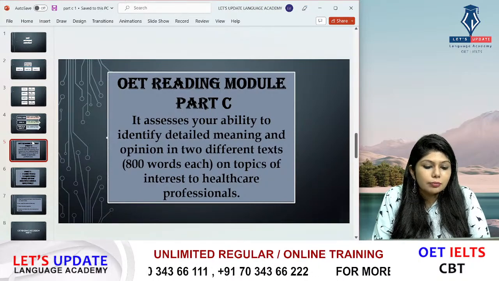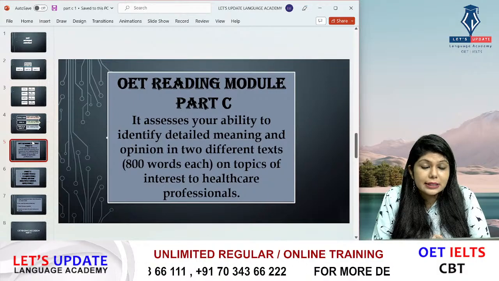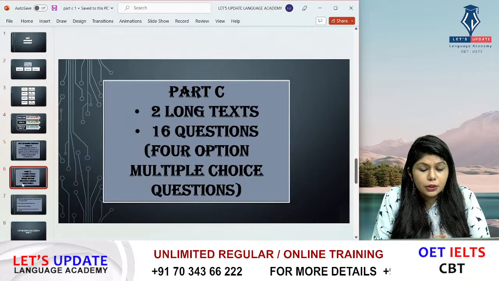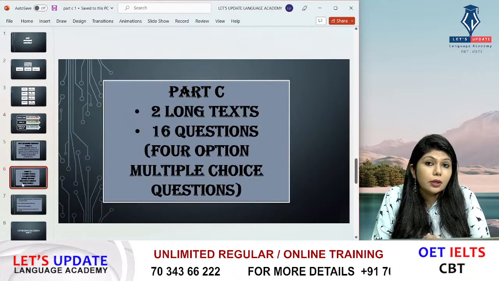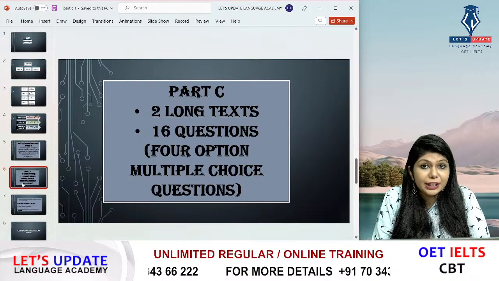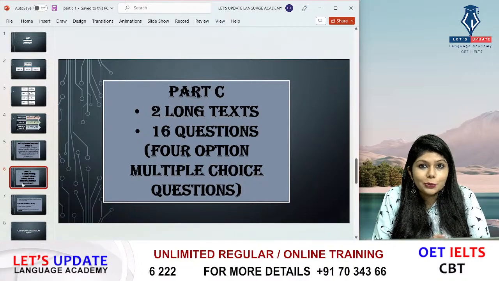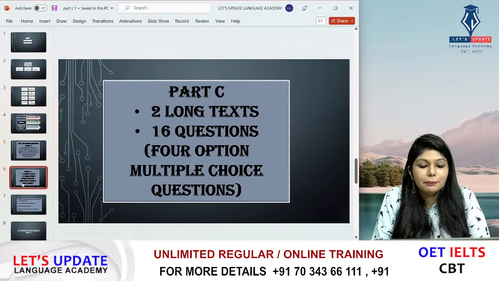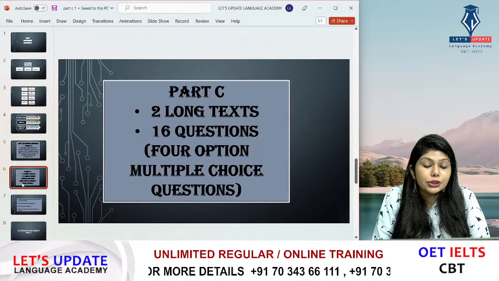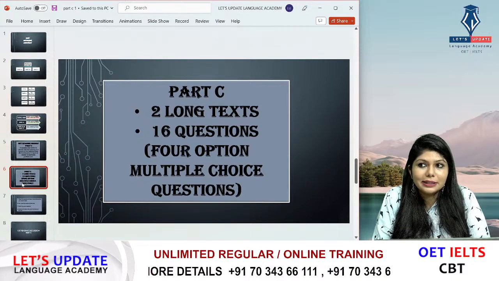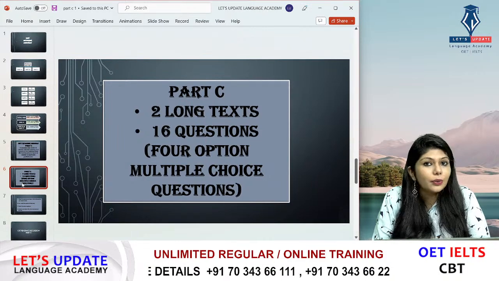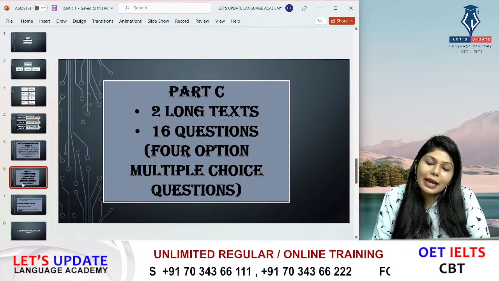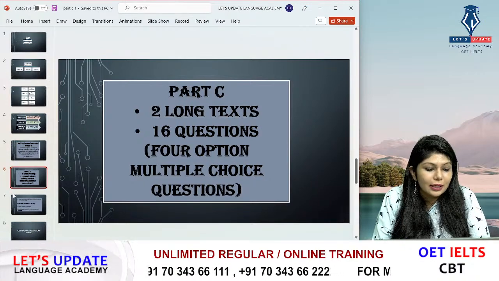So basically you will have two long texts, each followed by a set of 8 questions. In total you have 2 texts followed by 16 questions. The questions are four-option multiple choice in nature, that means you will have 4 choices and you have to decide and choose the most appropriate answer among the 4 options.